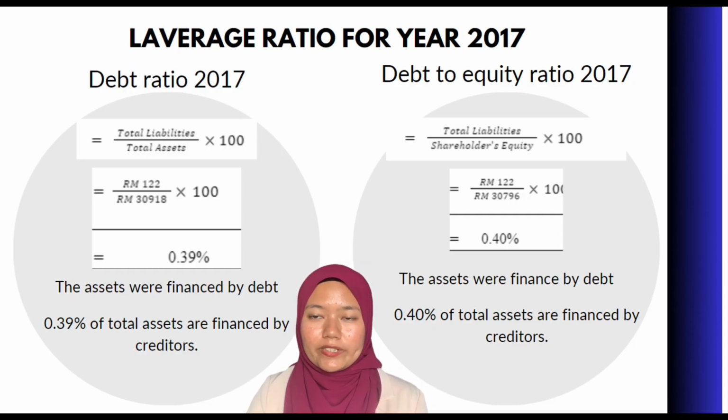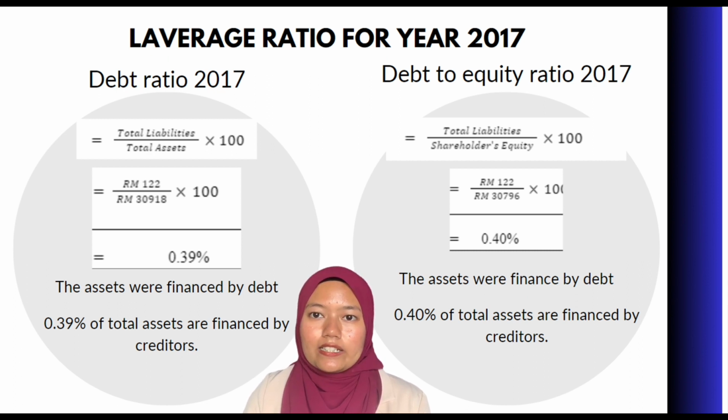Assalamualaikum. I will explain the leverage of year 2017. At the beginning, I started with debt ratio of 2017 and debt to equity ratio 2017. These two samples, after I calculate, the first is debt ratio. The formula that I use is total liability divided by total asset multiply 100. The total liability is 122 divided by total asset 3,918 multiplied by 100. The total I get is 0.39%.